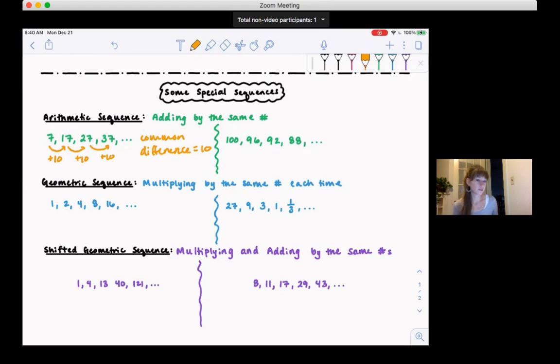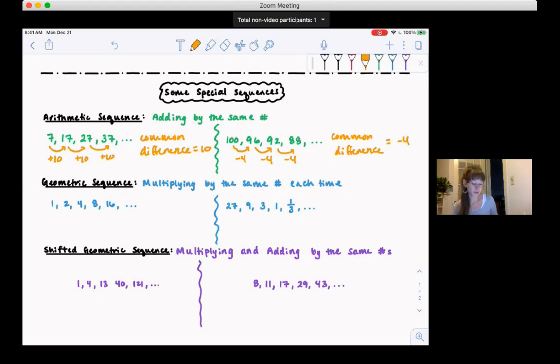We can sometimes have arithmetic sequences that have a negative common difference. So for example, from 100 to 96, we subtract 4. 96 to 92, subtract 4. 92 to 88, subtract 4. So this is also an arithmetic sequence because we can think of subtracting 4 as adding -4. So we're still adding by the same number. The number we're adding by is just negative. So in this case, we would have a negative common difference, and it would be -4. All right, so that's arithmetic.